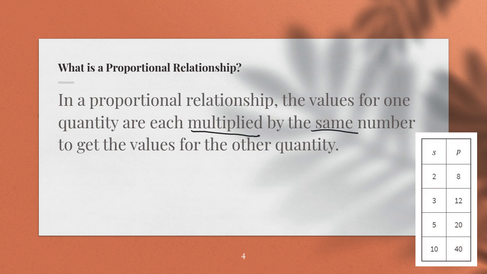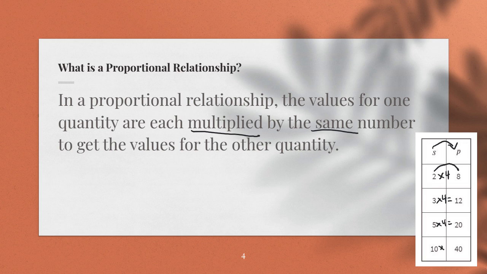So if I look at this table here, I have S and P. Do I multiply by the same number each time to get from S to P? How do I get from 2 to 8? That's multiplied by 4. 2 times 4 equals 8. What about 3? Does 3 times 4 equal 12? Yes. What about 5? Does 5 times 4 equal 20?